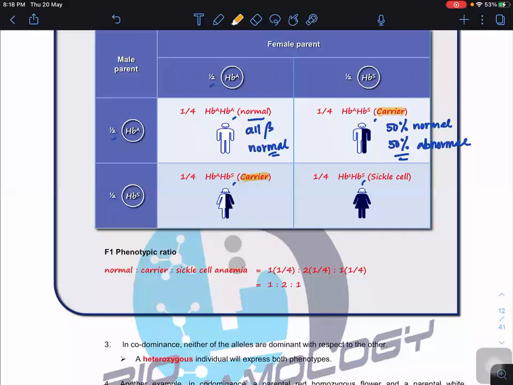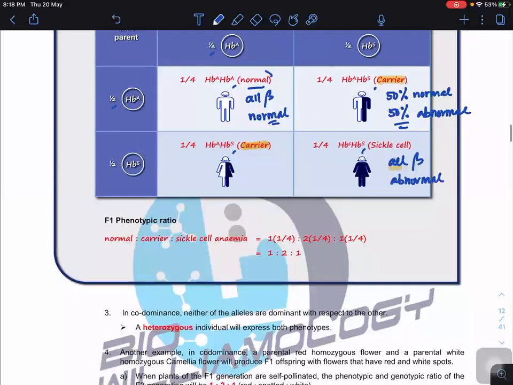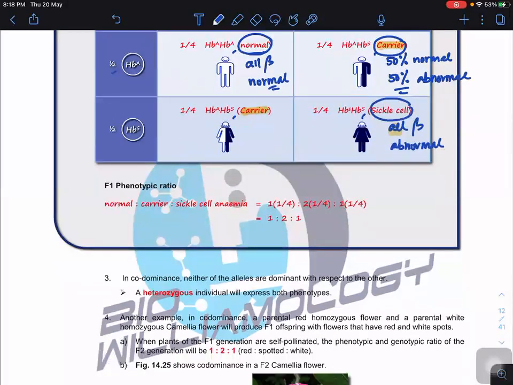And the last one, you can see that all beta polypeptides are abnormal. So therefore, we have three phenotypes. One is normal, another one is carrier, another is sickle cell. Therefore, what is the phenotypic ratio? Normal to carrier to sickle cell anemia. So you can see that the ratio is 1:2:1, no longer 3:1.